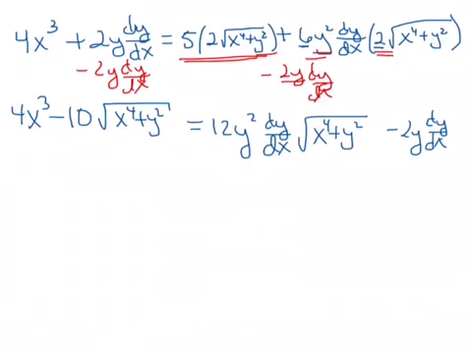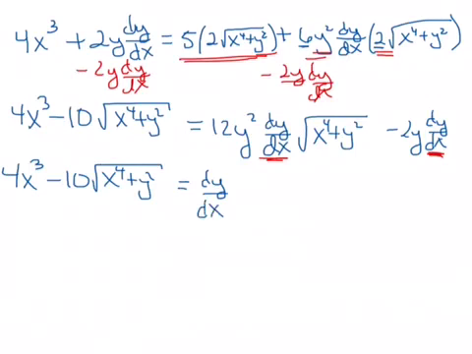The last thing to do, now that each of these terms over on the right-hand side has a dy/dx, is to treat that like a greatest common factor and factor out that dy/dx. So let's copy down the left-hand side because that's not going to change: 4x cubed minus 10 times the square root of x to the 4th plus y squared, equals, let's take out the dy/dx. I know there are other common factors in there, but remember dy/dx is the only part we want to solve for, so that's the only thing I'm interested in isolating. So we've got 12y squared times the square root of x to the 4th plus y squared, minus 2y.